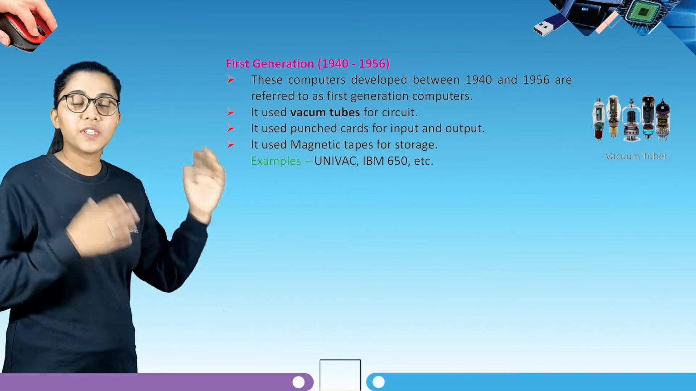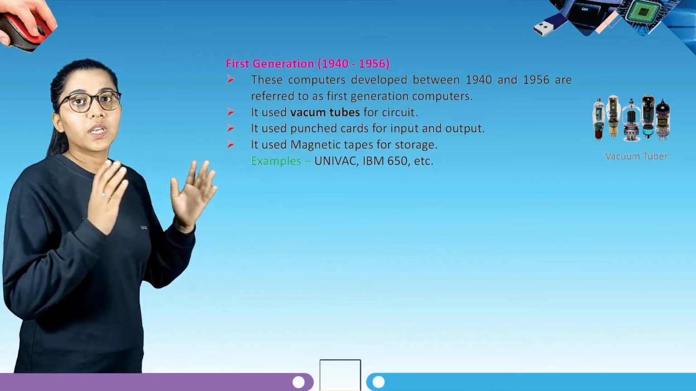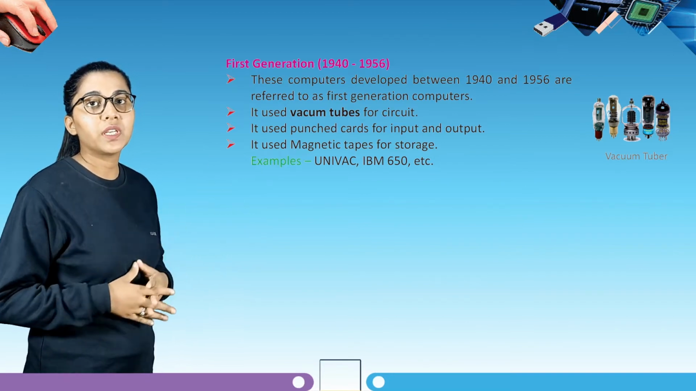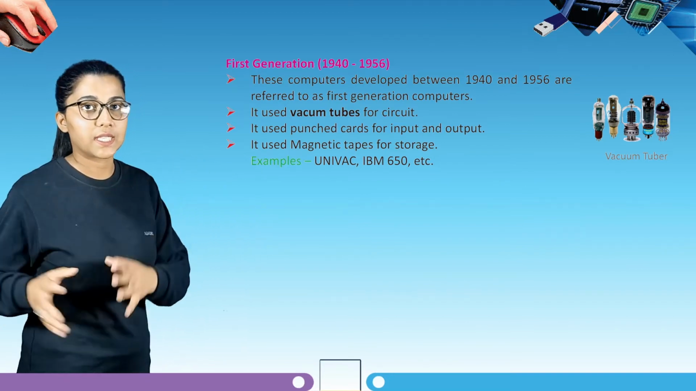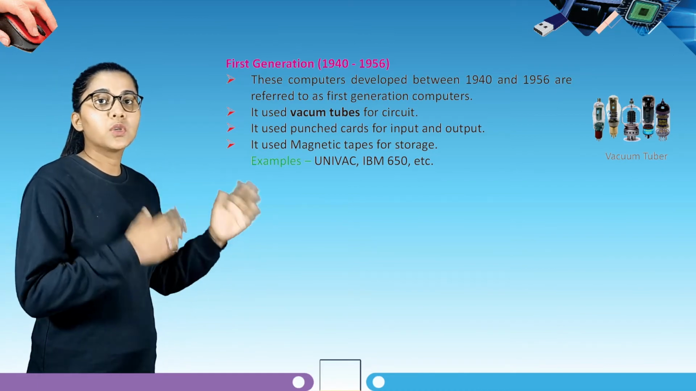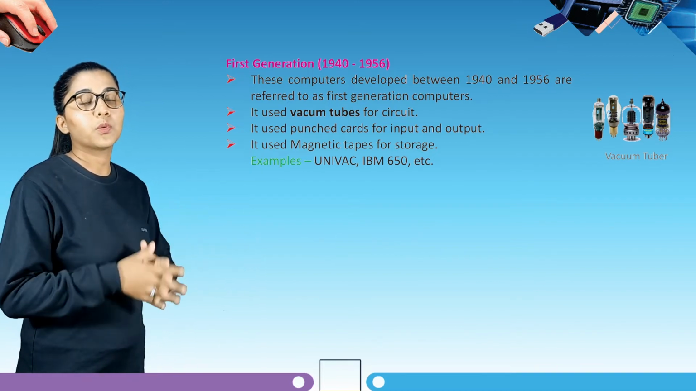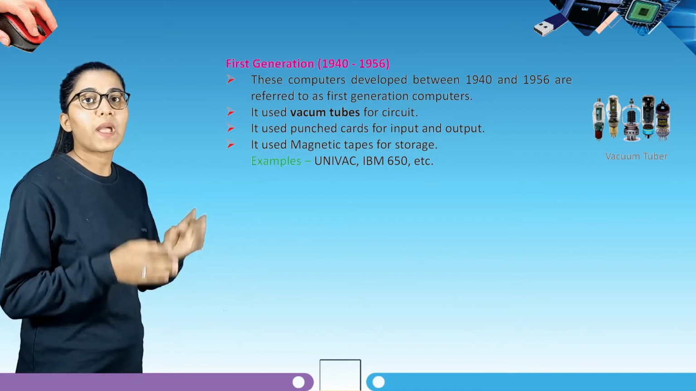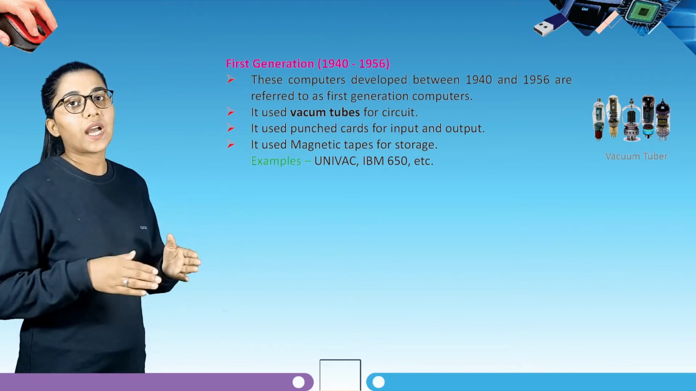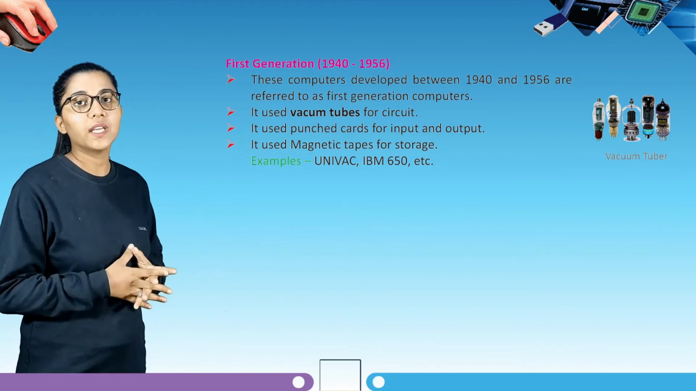Our first generation is 1940 to 1956. These computers developed between 1940 and 1956 are referred to as first generation computers. They used vacuum tubes for circuits, punch cards for input and output, and magnetic tapes for storage. For example, UNIVAC and IBM 650, etc.